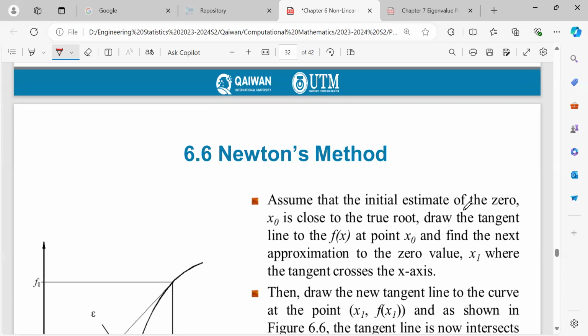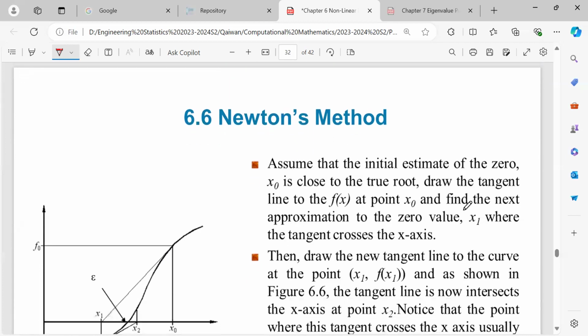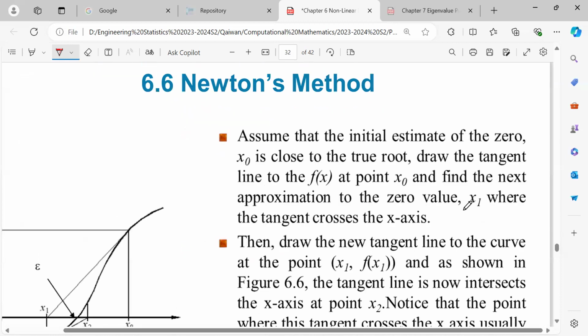Now we have another method for solving a nonlinear equation, which is Newton's method.